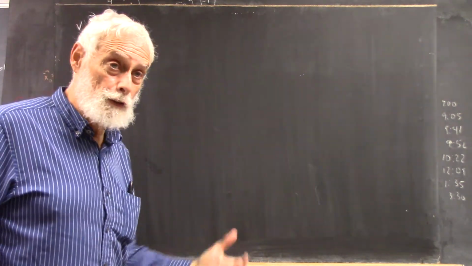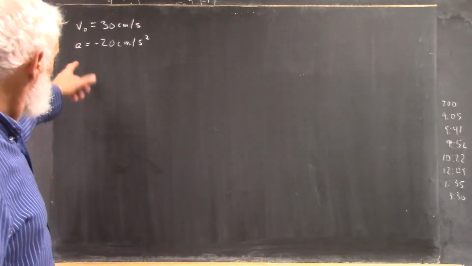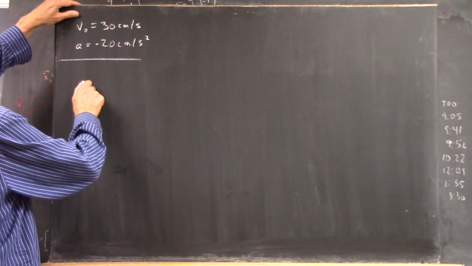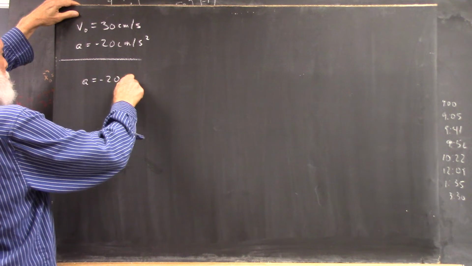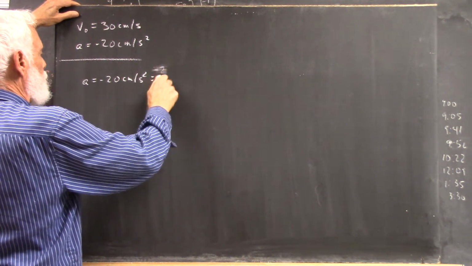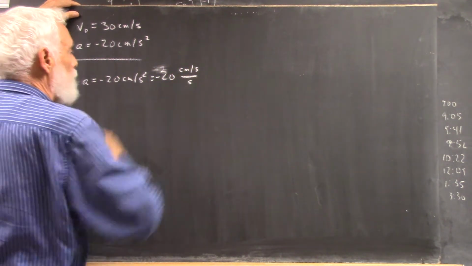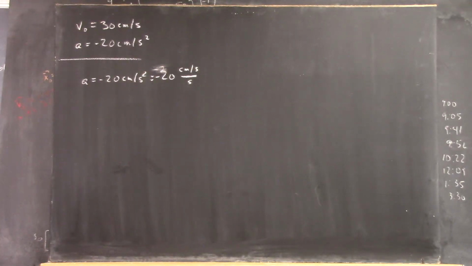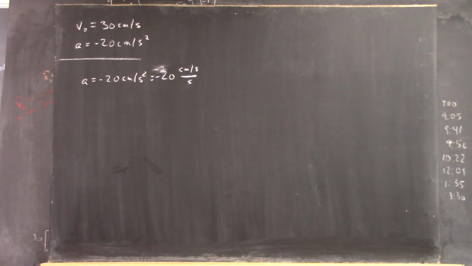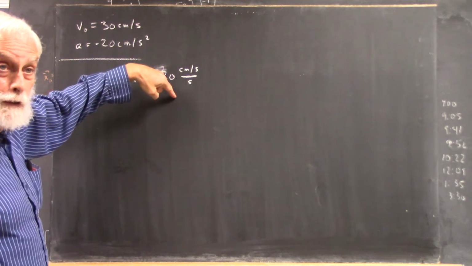Well, someone finally concluded that it should stop in 1.5 seconds. What does acceleration mean? This means negative 20 centimeters per second. Now, why is it important to understand this? Well, this tells your velocity changes at negative 20 centimeters per second every second.